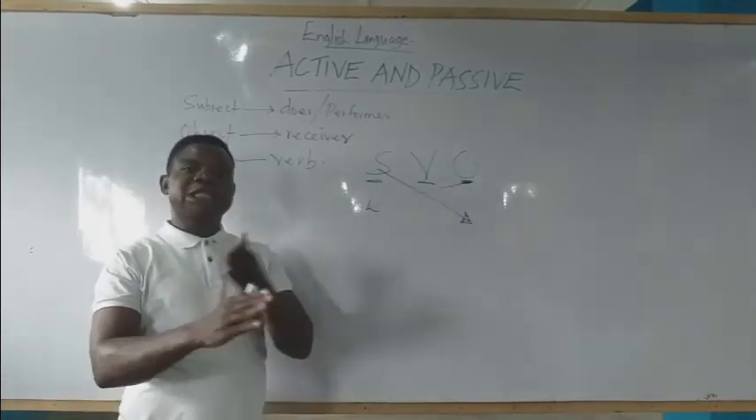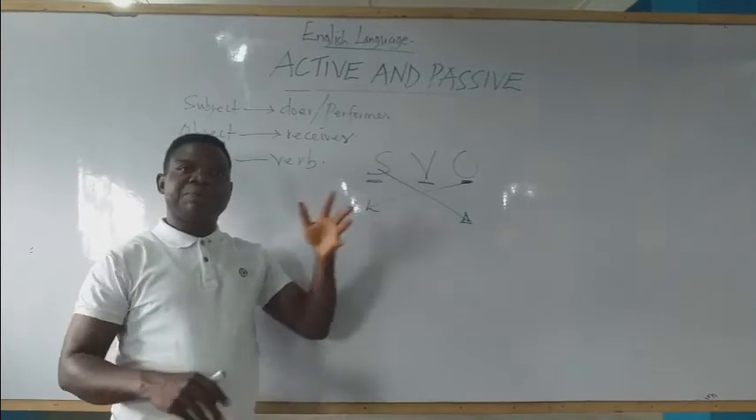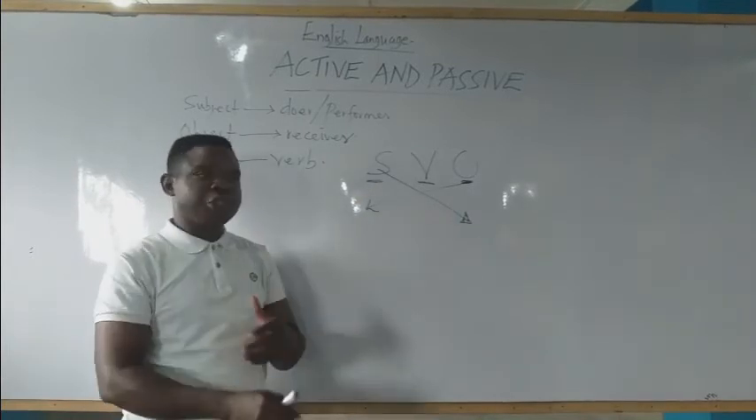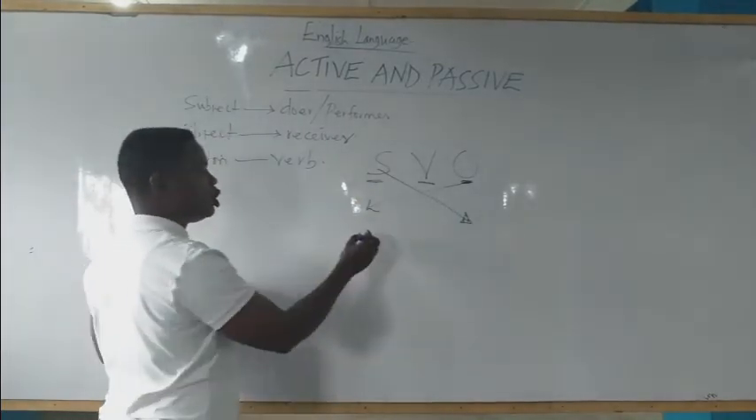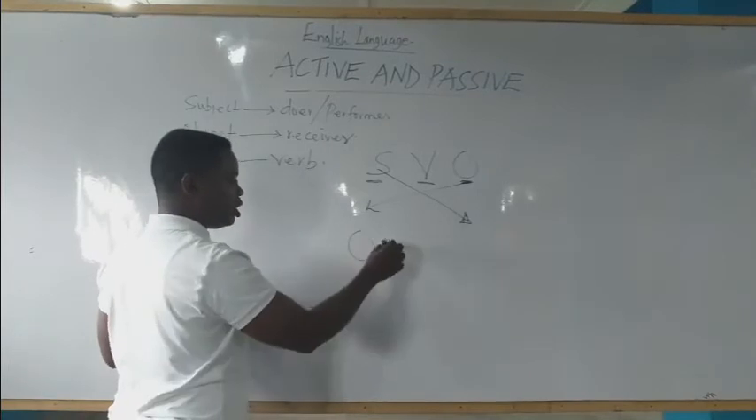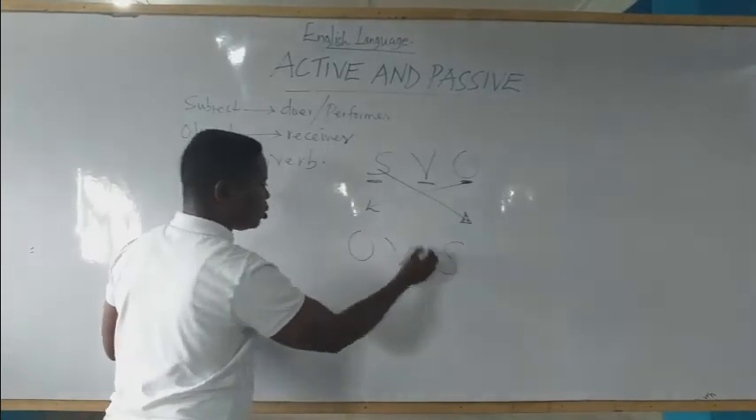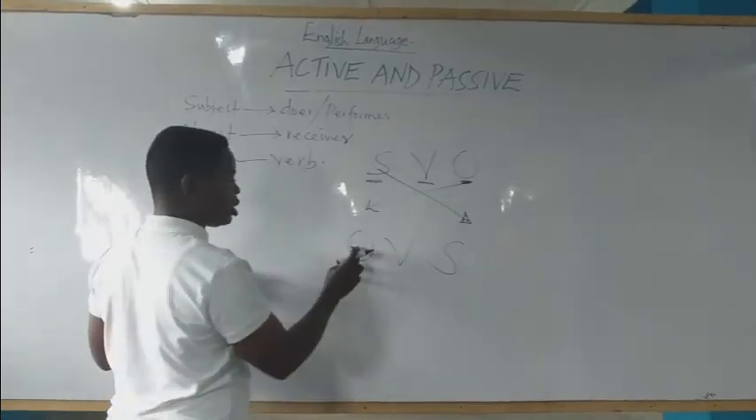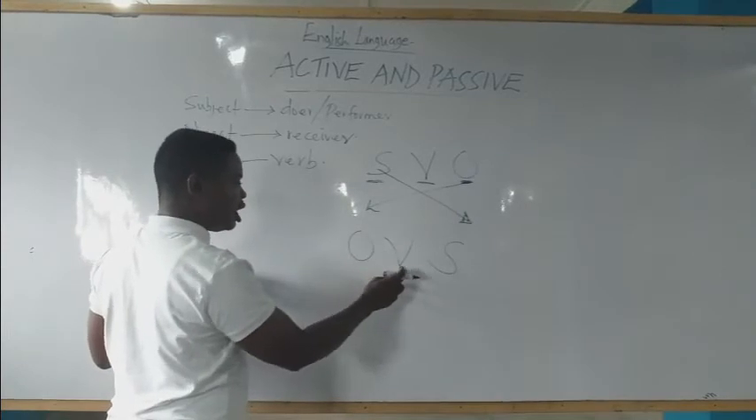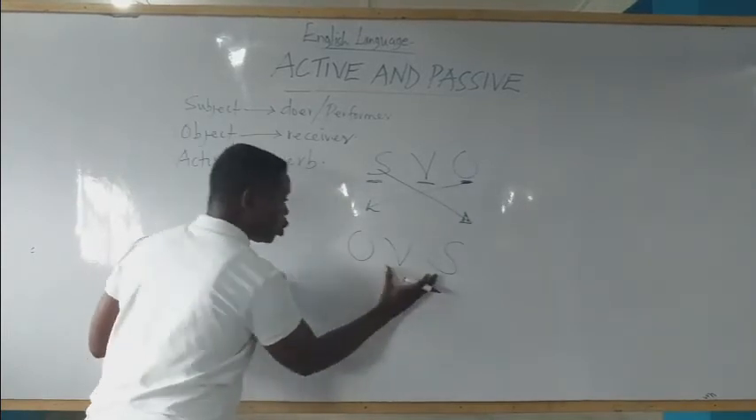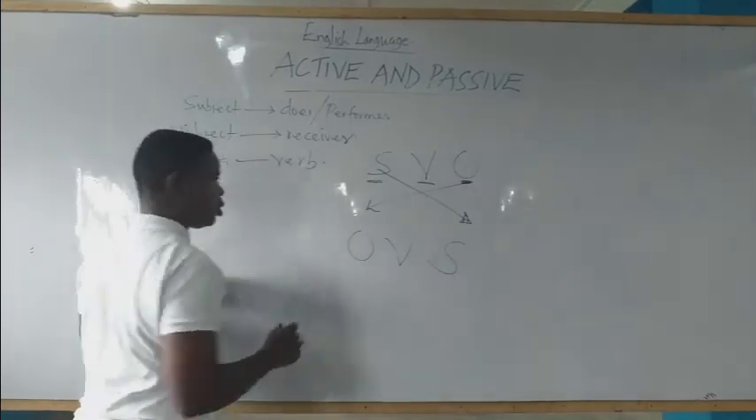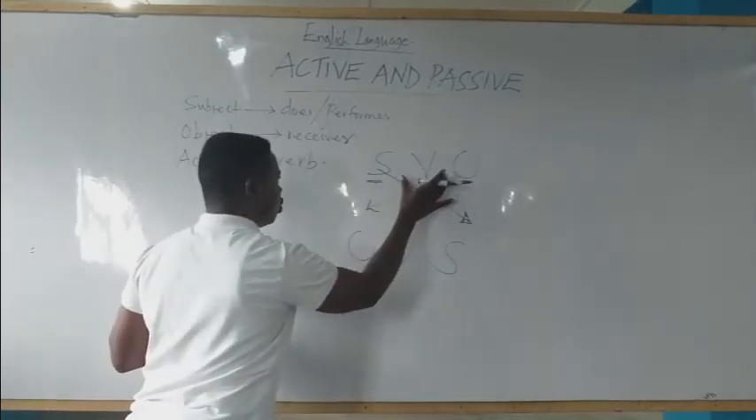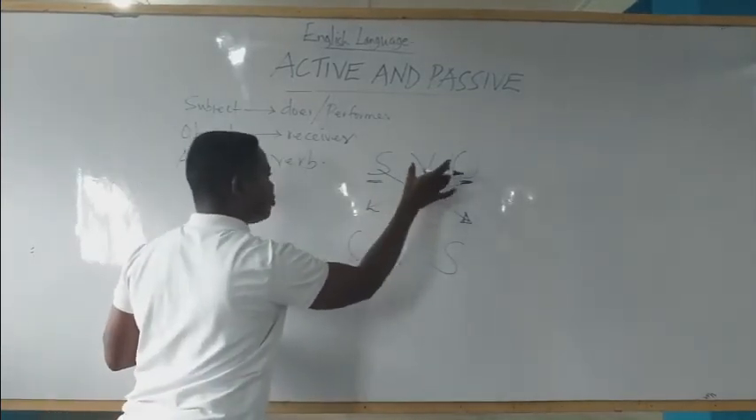So in terms of structure, in passive, the structure will change, such that now we can have the object, the verb, and the subject. We have the object, the verb, and the subject. This is the structure of a passive expression. This is the structure of what? An active expression.